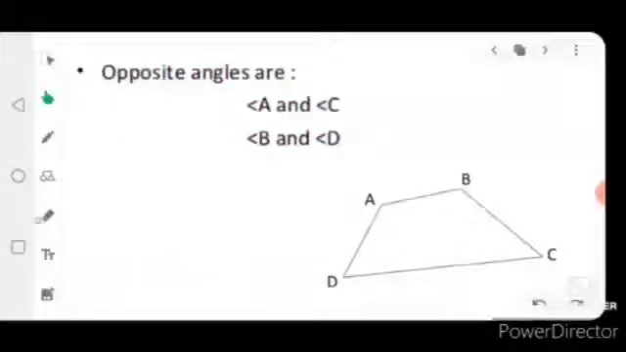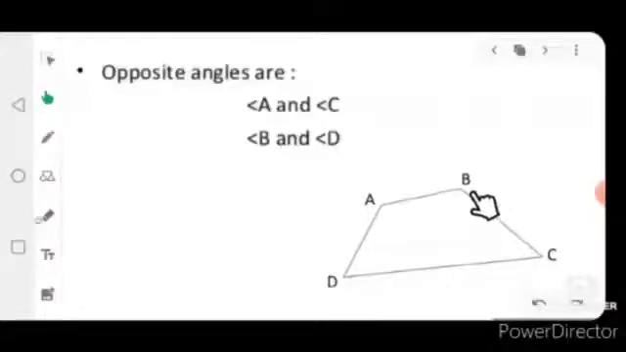Here the opposite angles are angle A and angle C. Now see, angle A, this one, and angle C, this one. Both these angles do not have the same arm. The arms of A are AB and AD, and the arms of C are BC and DC. So both these angles have different arms. That's why these angles are opposite to each other and known as opposite angles of a quadrilateral.